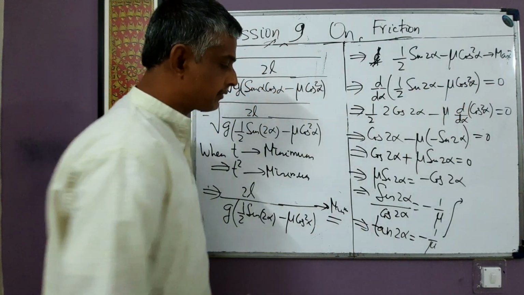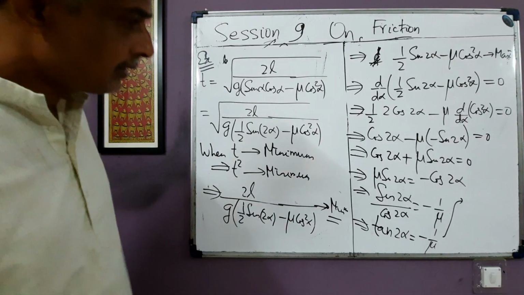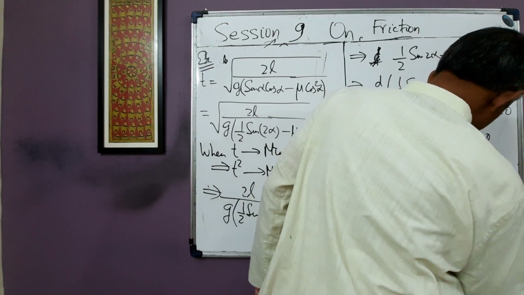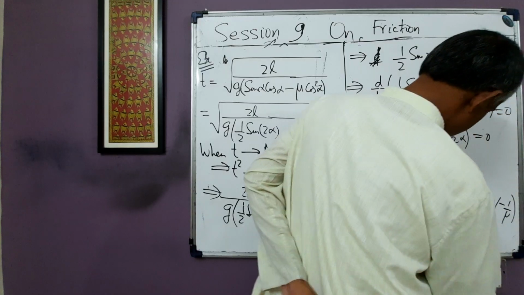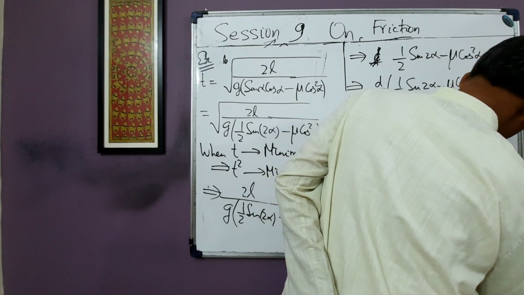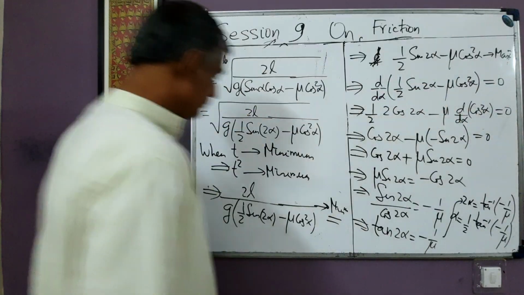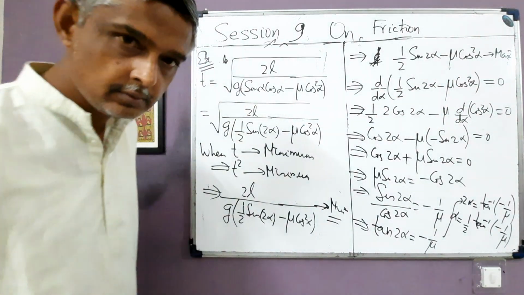So this is the value of tan alpha. Tan 2 alpha is equal to minus 1 by mu. So 2 alpha is tan inverse of minus 1 by mu. Alpha is equal to half tan inverse of minus 1 by mu. I hope it is alright. Fine. Is it alright? Clear?